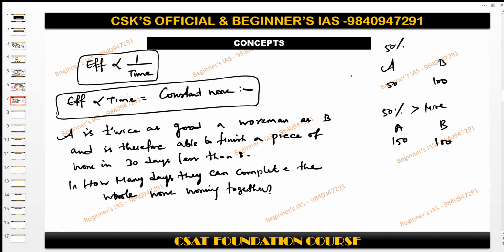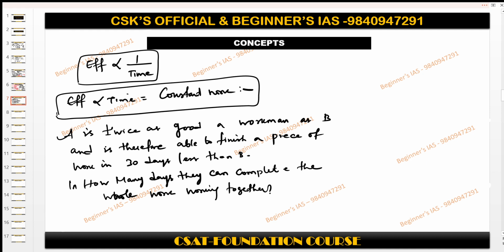Can you see the difference between these two? This is 50% efficient, this is 50% more efficient. Understood? Yes. So this concept is very important. Efficiency questions are very important.